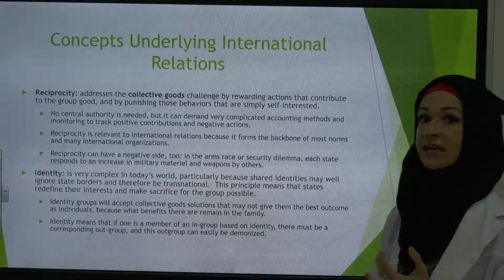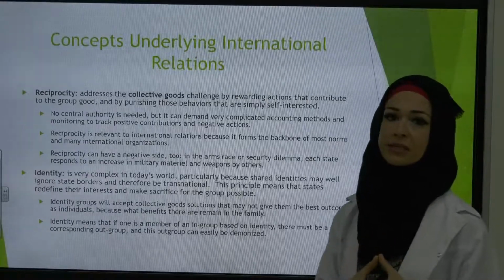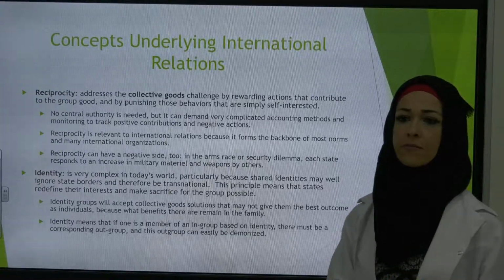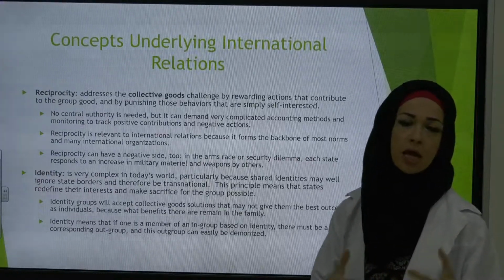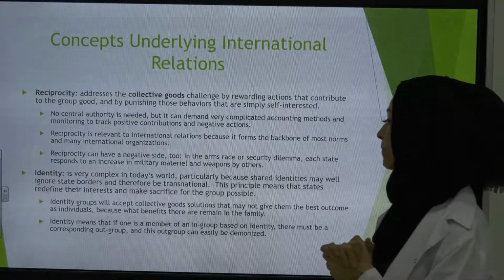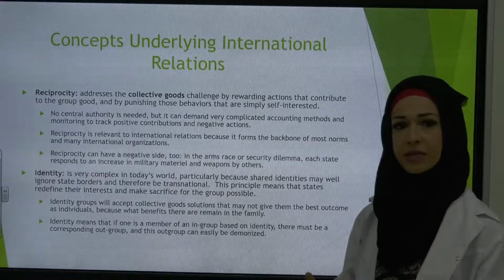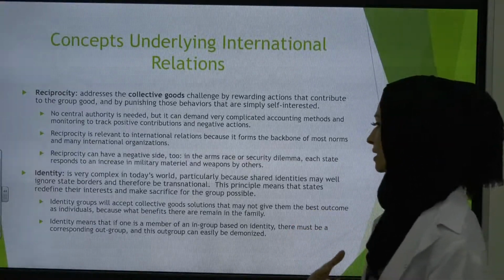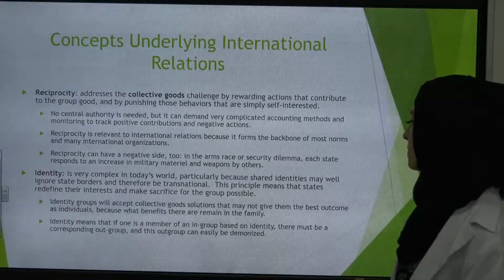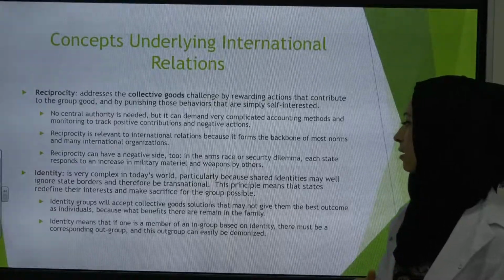And this principle means that states also have to redefine their interests and make sacrifices to the groups possible. So within a state, if you have a big ethnic group, for instance, I'm coming back to the example of the Kurds. They have a specific ethnic identity, and they can impact the politics of a state. So there are political actors that appeal to these individuals based on their ethnic identity. Now, identity groups will accept collective good solutions that may not give them the best outcome as individuals because what benefits them remains in the family.